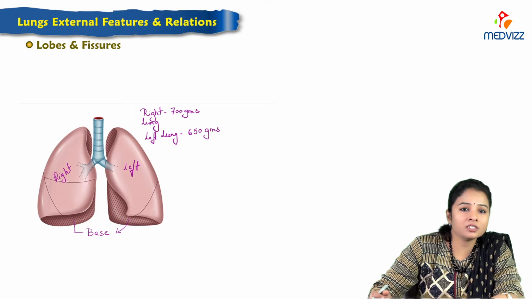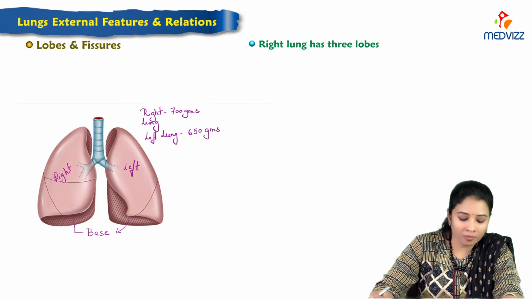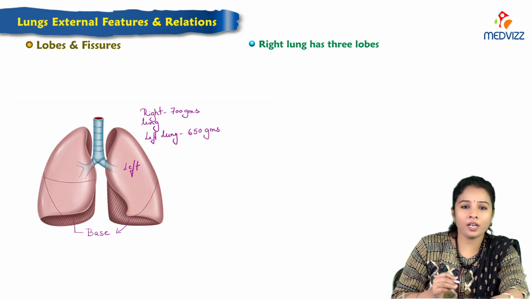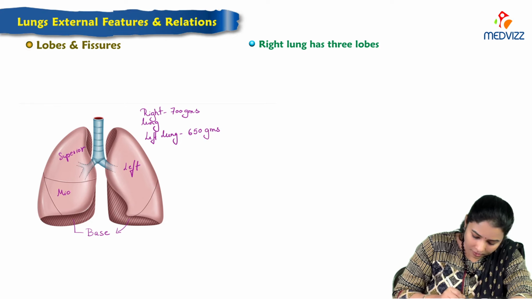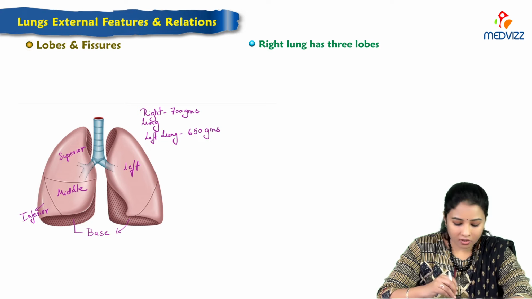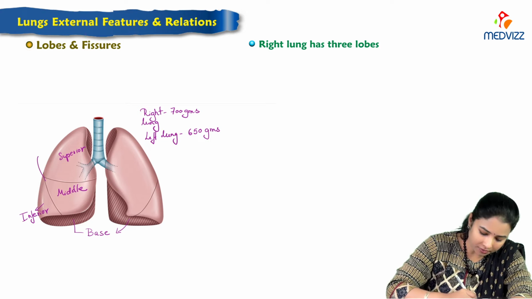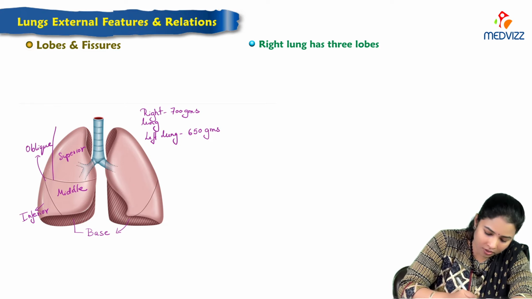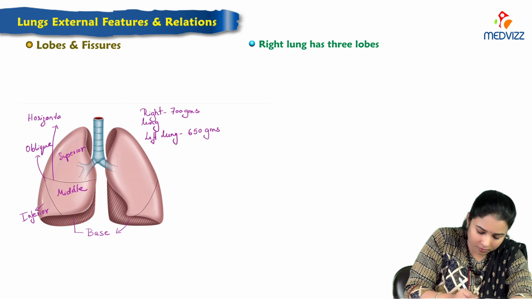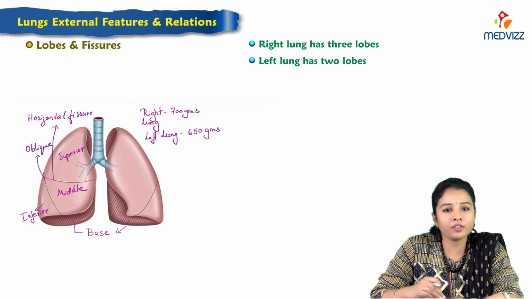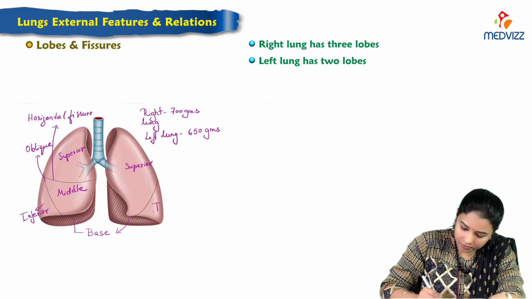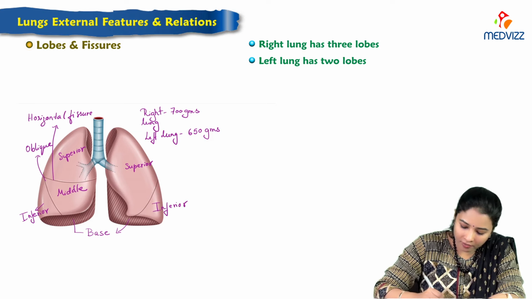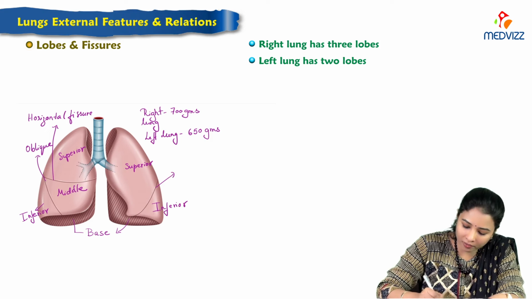Let's see the lobes and fissures. The right lung normally has three lobes: upper, middle and lower, which are called superior, middle and inferior. And it has two fissures, one oblique fissure and the other the horizontal fissure. Whereas the left lung has two lobes, superior and inferior, and only a single fissure called the oblique fissure.